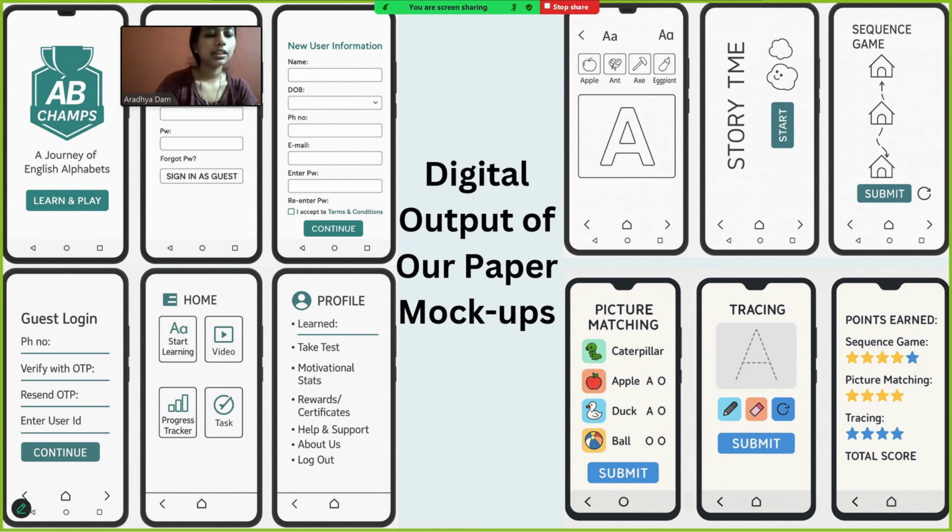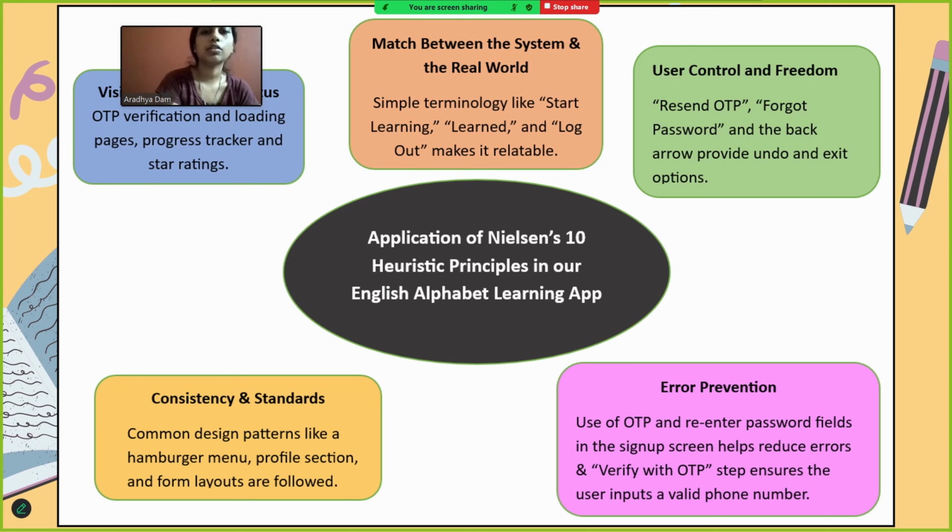After testing our ideas on paper, we translated these mockups into digital designs. This slide shows the initial look and feel of our app. You'll notice bright colors, large icons, and playful animations. We've used child-friendly fonts and visuals to create a welcoming environment. This digital prototype helps us visualize the full app experience before development. Please move to the application of Nielsen's heuristics.